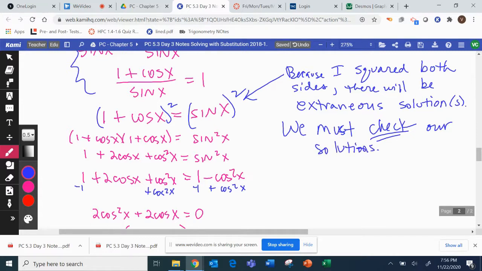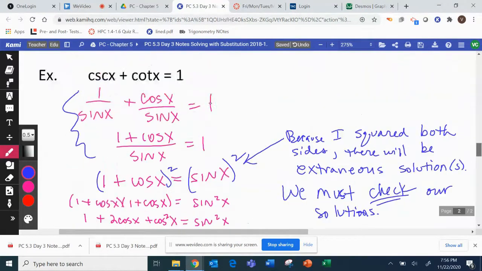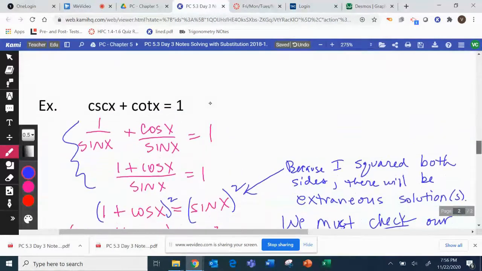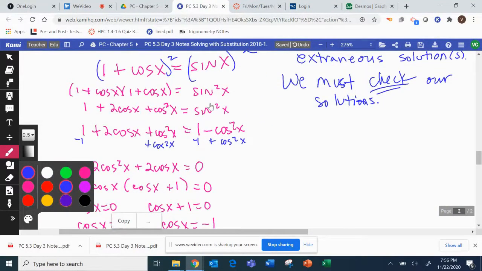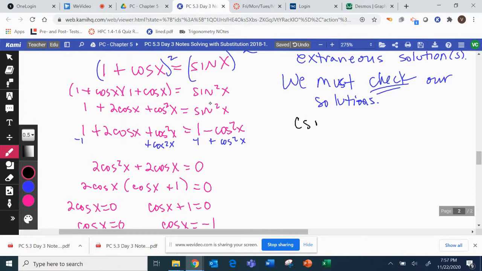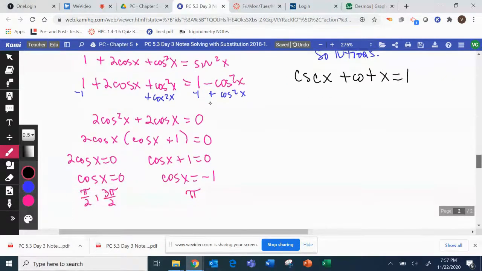So what I'm talking about checking is I'm not talking about going to Desmos. I'm talking about doing it by hand. We're going to check our solutions. We're going to plug it into the original equation, which is cosecant x plus cotangent x equals 1. And we're going to check all 3 of our solutions in there.